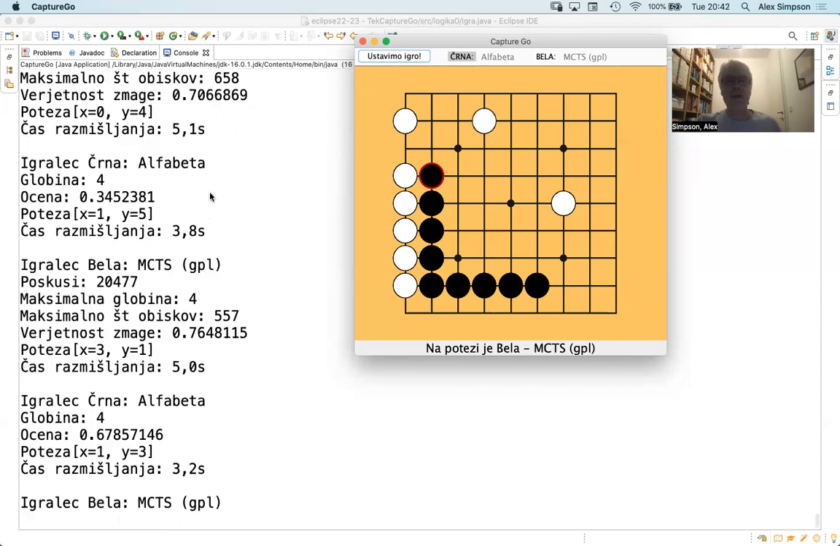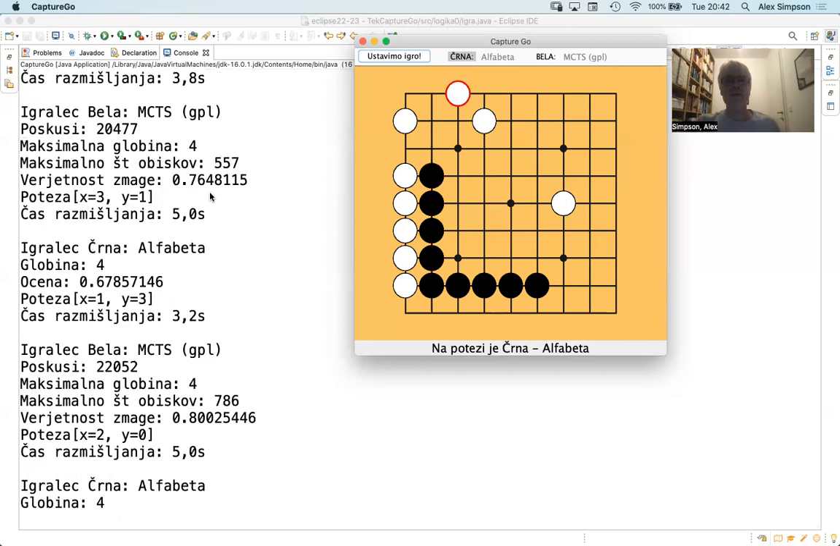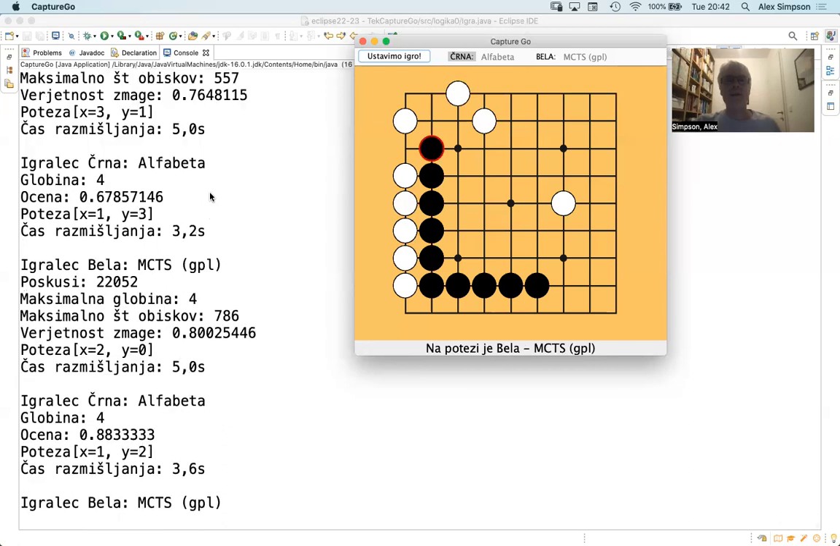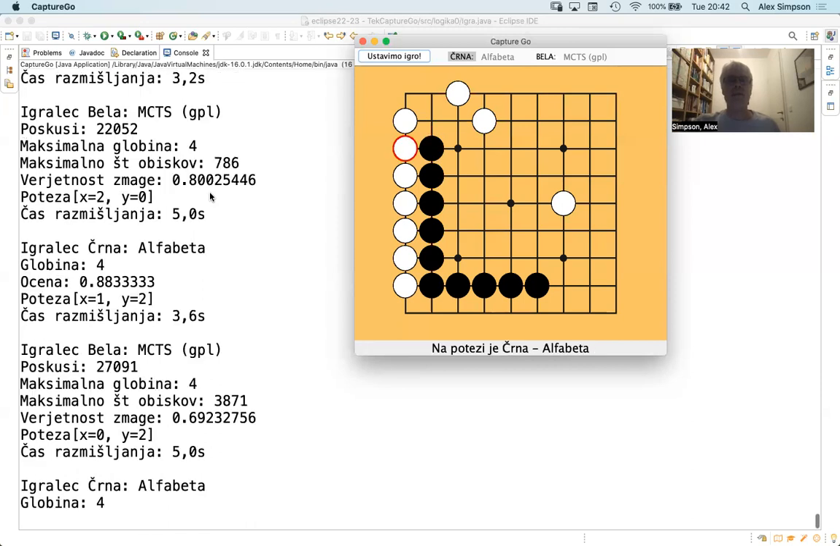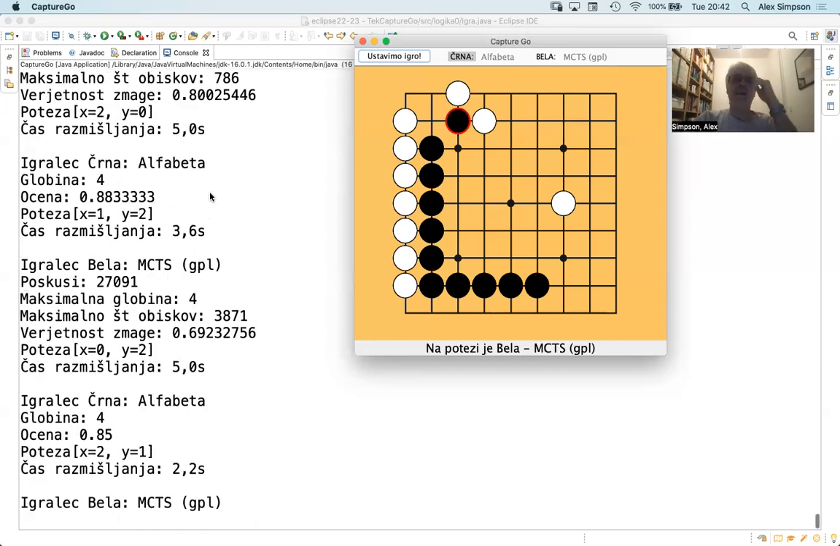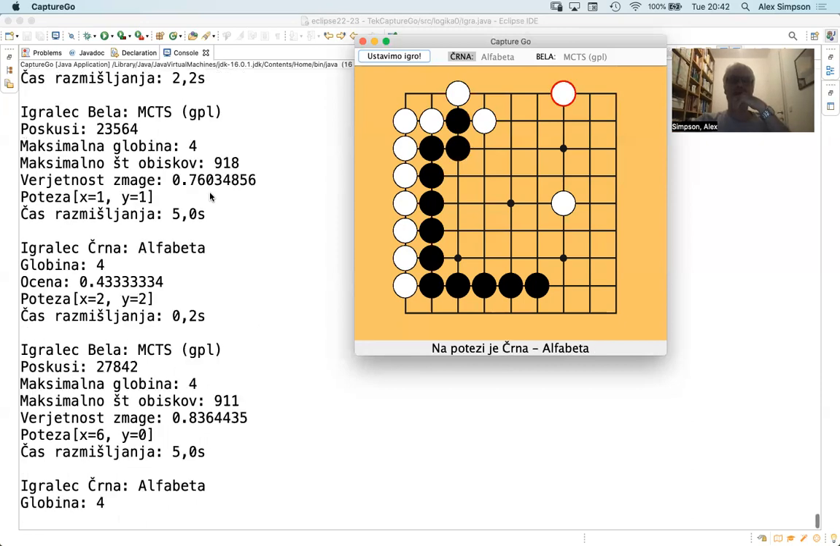Having said that, Monte Carlo tree search has at least seemed to have wriggled out of its trouble so far. Well, let's see. It needs to connect now. If it doesn't connect, okay, it did connect, fortunately. So black, alpha beta, is being quite aggressive here, but Monte Carlo Tree Search seems to have wriggled out of it so far.